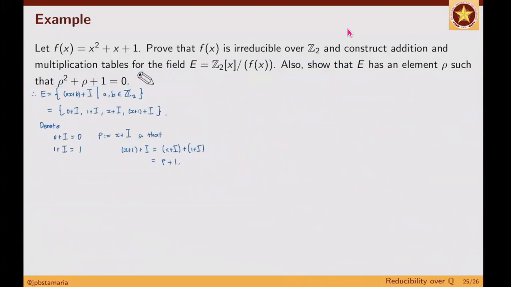Okay, so that's it. Now we can write the elements of E like this: 0, 1, rho, and rho plus 1. Those are the elements of E. Who is the 0? This one. The 1 is this one. The rho is x plus I. The rho plus 1 is x plus 1 plus I. So this is just a shorthand.